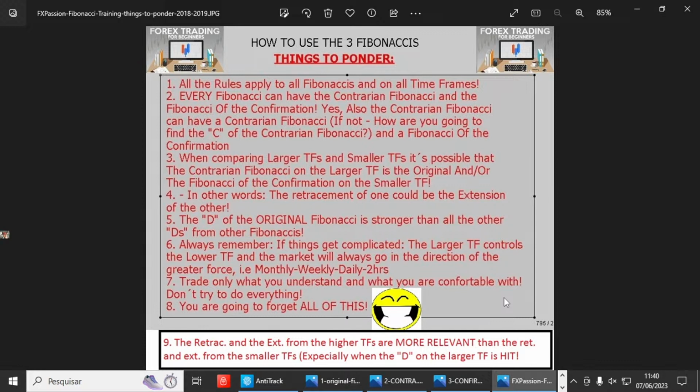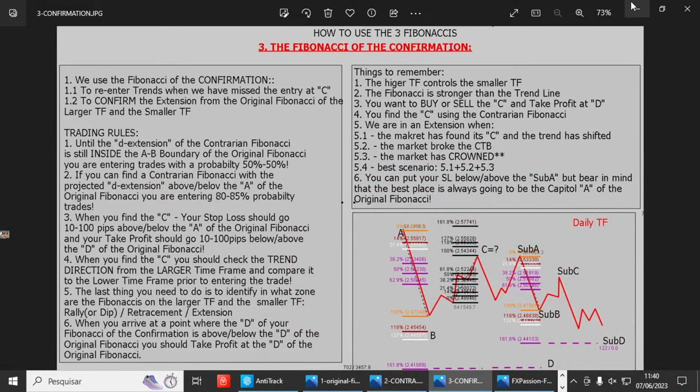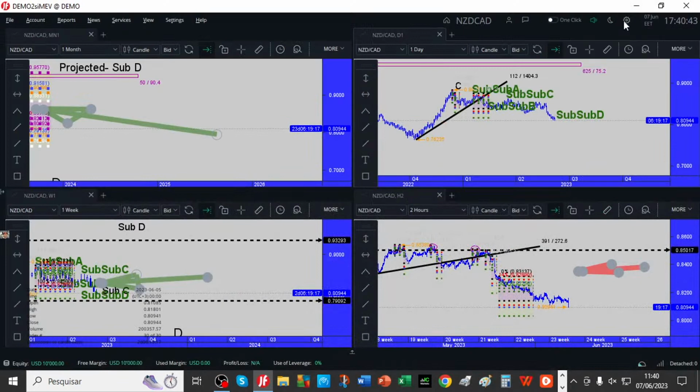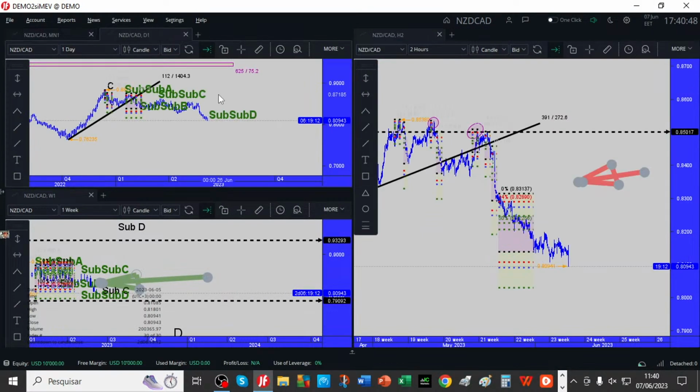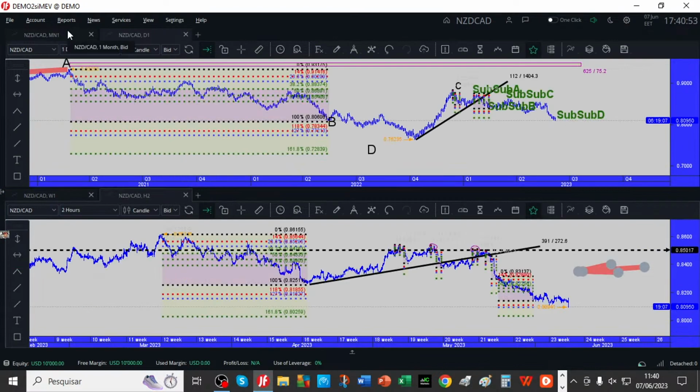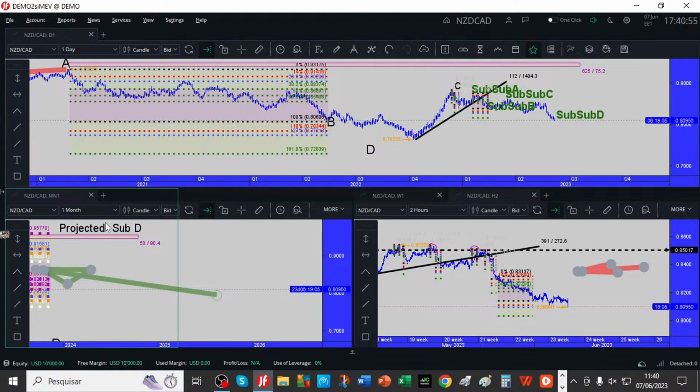And we have number 9. The retracement and the extension from the higher time frame are more relevant than the retracement and extensions from the smaller time frame, especially when the capital D on the larger time frame is hit. What does this mean? This means that, daily here, 2 hour here, and here, and here.